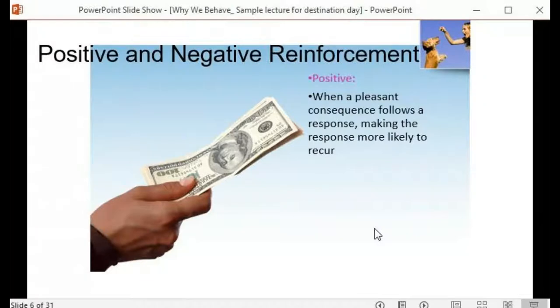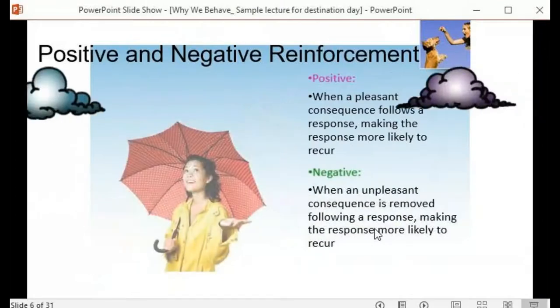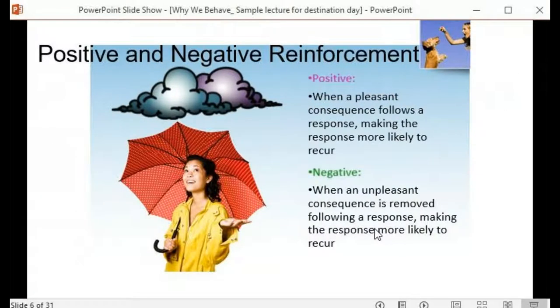Well, it would have to be something bad, right? It would have to be some kind of a negative stimulus. So negative reinforcement, for example, if you have an umbrella up, the rain is that. It's negative, right? You don't want that rain on your face. And so you're more likely to put an umbrella up in the future because the unpleasant consequence is removed after your response, right? Negative reinforcement is when something unpleasant, something bad is removed from the situation. And then you'd like to do it more, right?